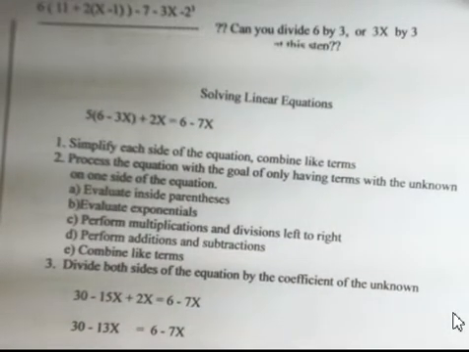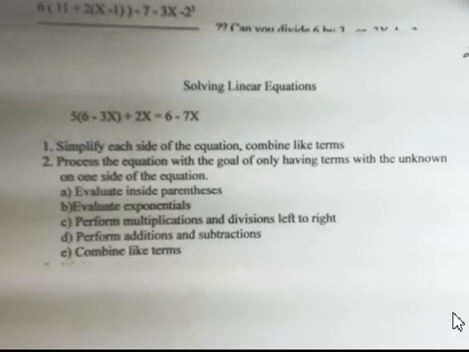Now let's work on solving a linear equation. So we have here 5 times 6 minus 3x plus 2x equals 6 minus 7x. It's not really obvious what x value will make this a true statement. So we're going to solve this by going through these steps again. We're going to simplify, and now I'm going to simplify each side of the equation.